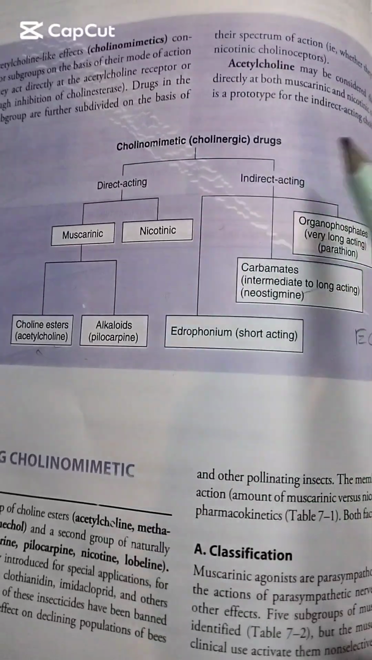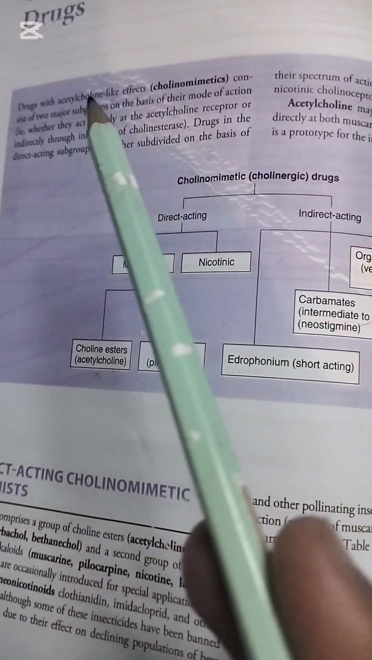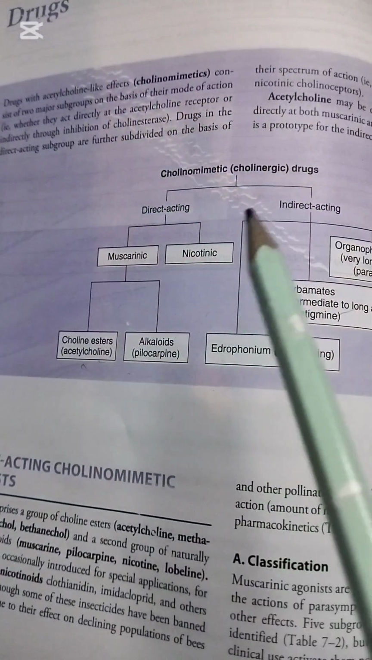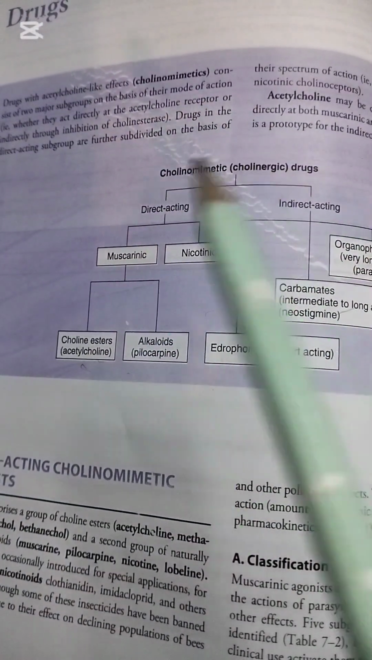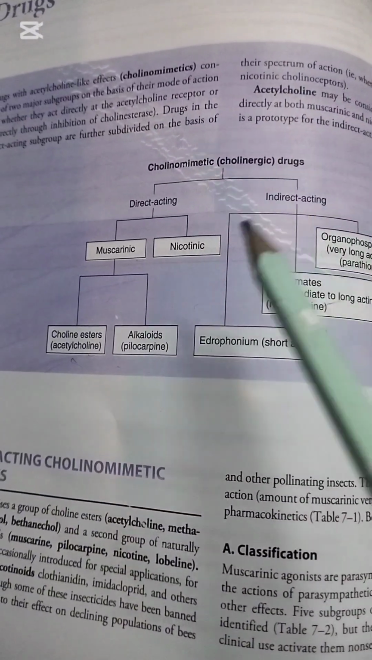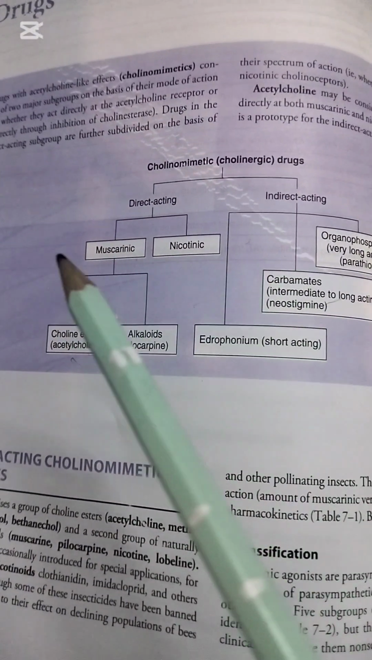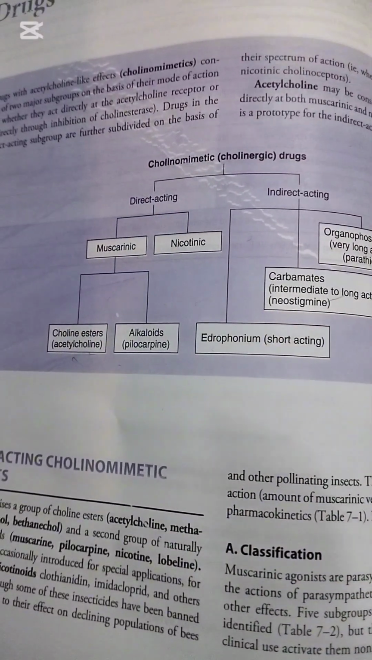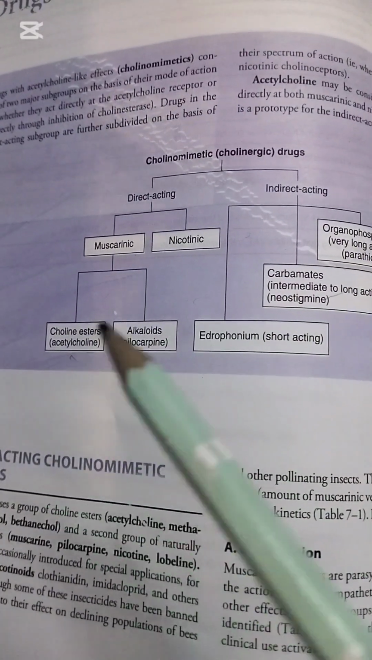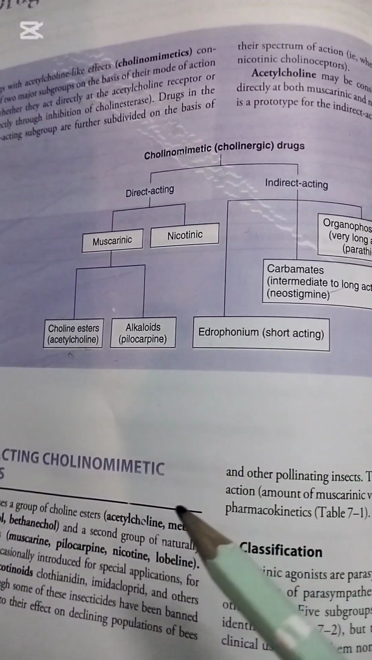Now let's talk about cholinomimetic drugs or cholinergic drugs. These are the drugs which have acetylcholine-like effects. They are further classified into two groups on the basis of their mode of action, whether they act directly or indirectly. So among the direct ones, we have nicotinic and muscarinic ones. For the muscarinic cholinomimetic drugs, please remember choline esters, for example acetylcholine, and alkaloids, for example pilocarpine.